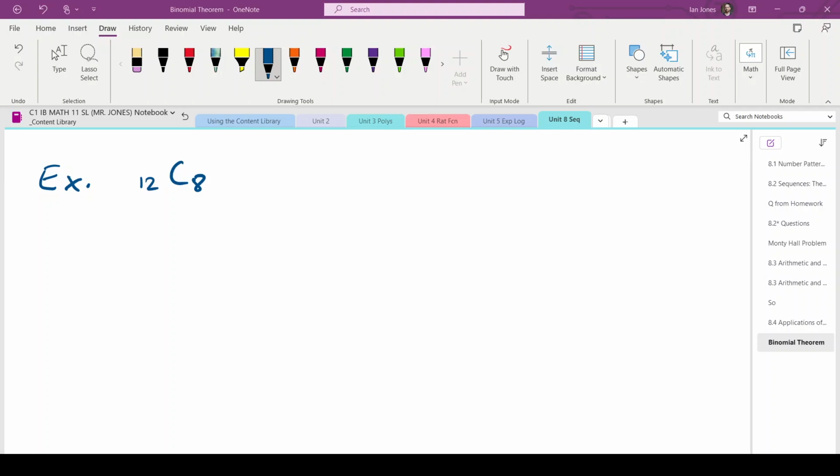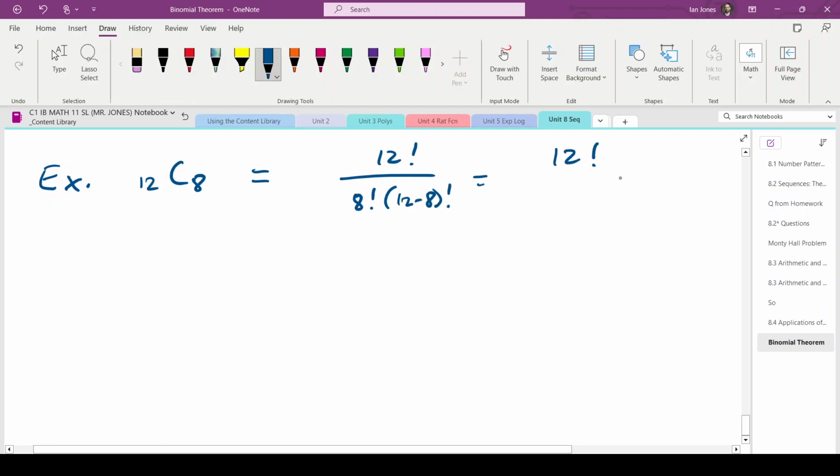All right, so let's go through some examples for binomial expansion and Pascal's triangle. First of all, let's suppose I have 12 choose 8, and I want to compute that. Okay, so I know with my formula this is 12 factorial over 8 factorial times (12 minus 8) factorial, which is 12 factorial over 8 factorial, 4 factorial.